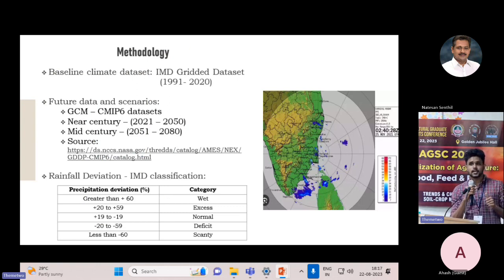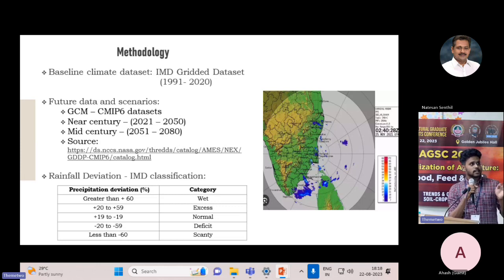For the baseline, I have taken IMD gridded data sets from 1991 to 2020. For future data sets, I have taken the Coupled Model Intercomparison Project, which is the latest projected data. I have subdivided into 2 periods: 2021 to 2050 is the near century, and 2051 to 2080 is the mid century. The source is NASA climate studies.